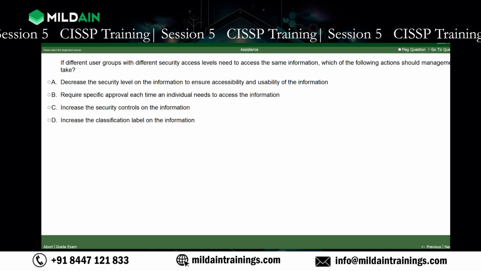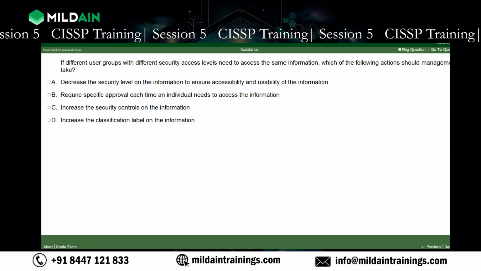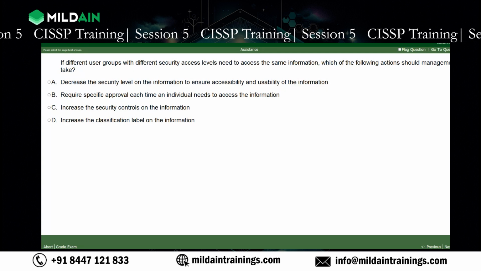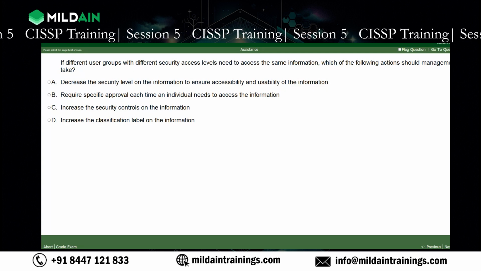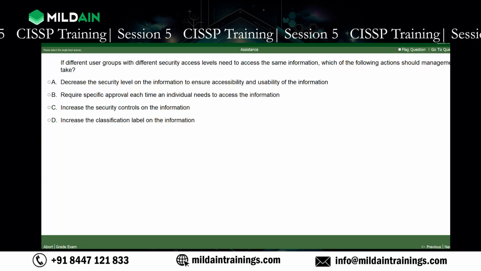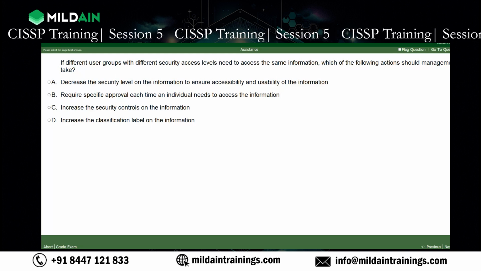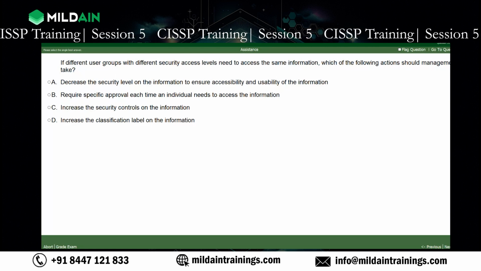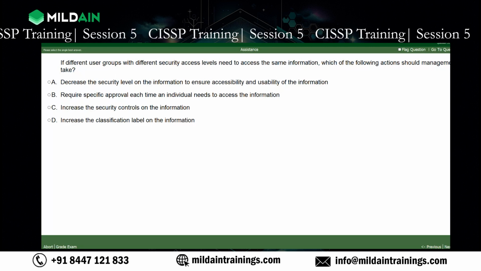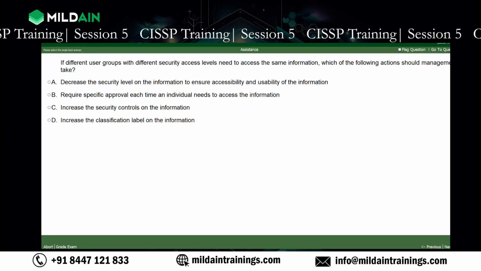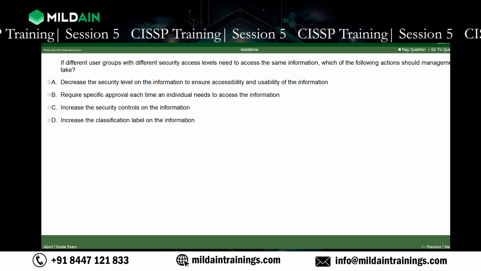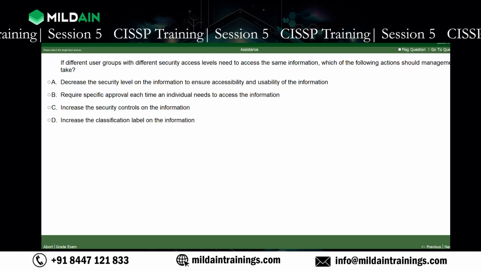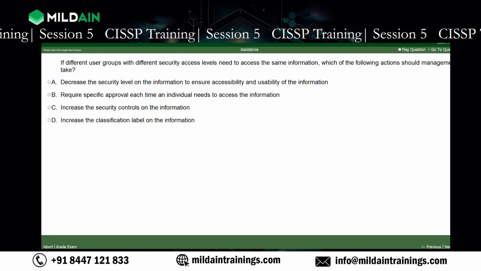So if different user groups with different security access levels need to access the same information, which of the following should the management take? If data is going to be available to a wide range of people, more security should be implemented to ensure that only necessary people access the data and the operations they carry out are controlled. So security implementations can take some form of authentication, authorization, technologies, encryption. I'm just giving you the clue. So B requires a specific approval.